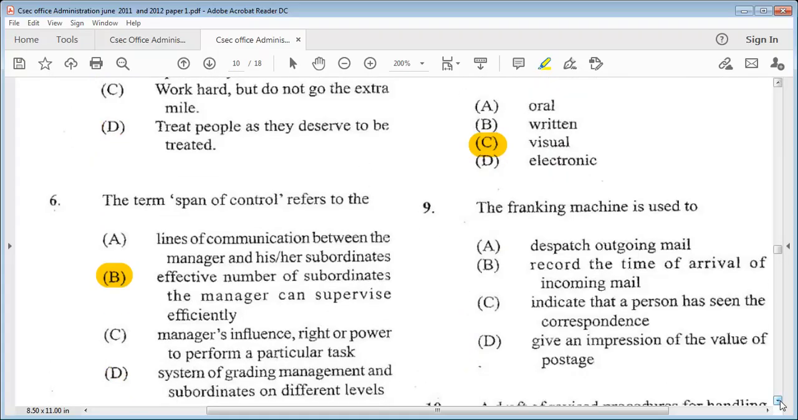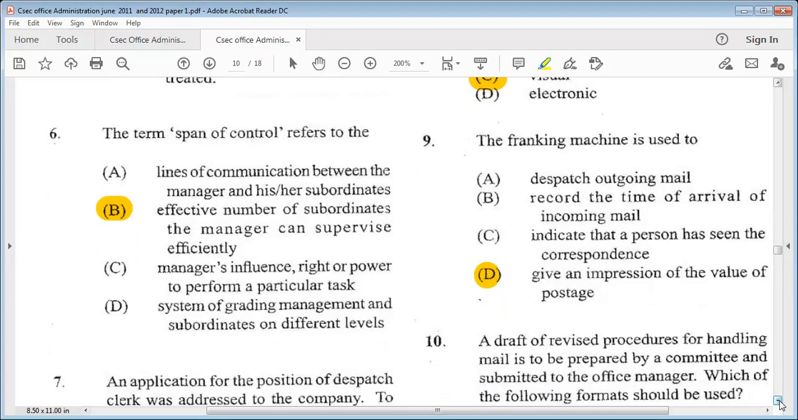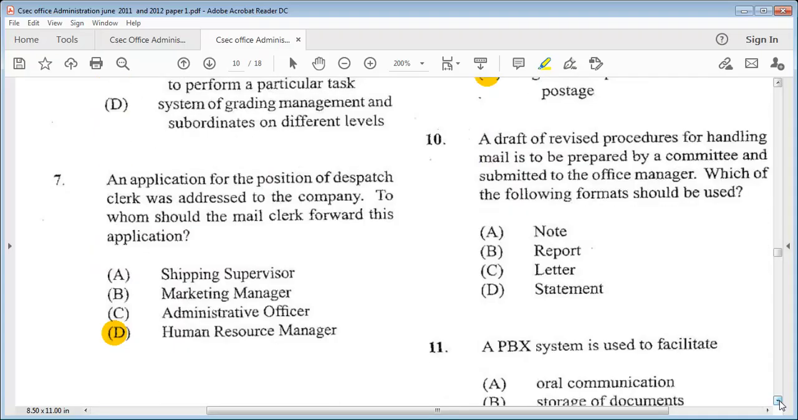The franking machine is used to A. Dispatch outgoing mail. B. Record the time of arrival of incoming mail. C. Indicate that a person has seen the correspondence. Or D. Give an impression of the value of postage. Our answer is D. Give an impression of the value of postage. Let's go on to question 10.